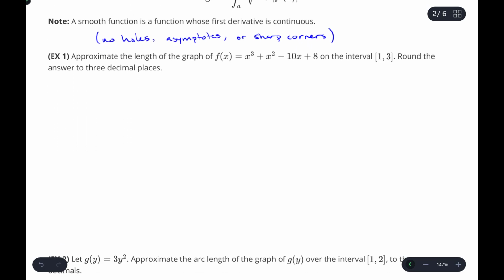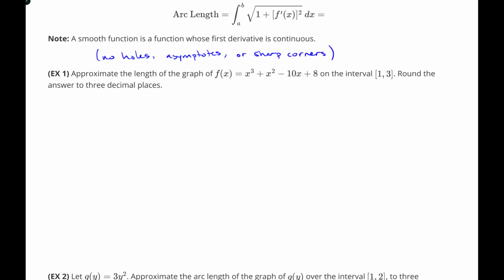All right, let's try it out. So let's approximate the length of the graph of f of x equals x cubed plus x squared minus 10x plus 8 on the interval from 1 to 3. We're going to round the answer to 3 decimal places.